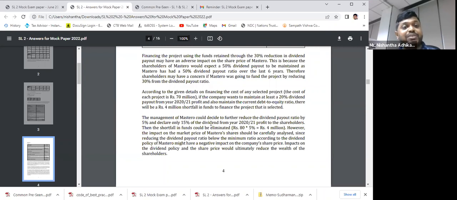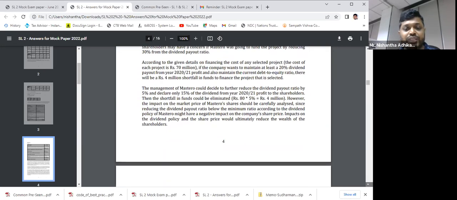When the share price collapses, it will impact the shareholders' wealth, because it is number of shares into market price of the share. Then market capitalization and share price will fall, right? That needs to be kept in mind.